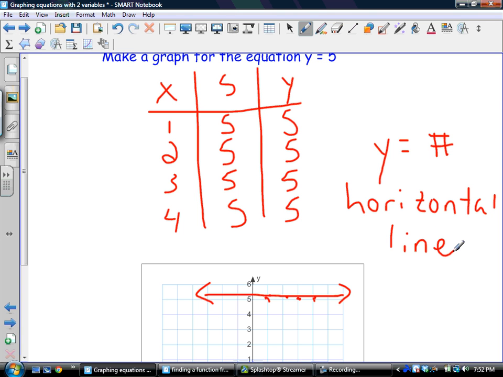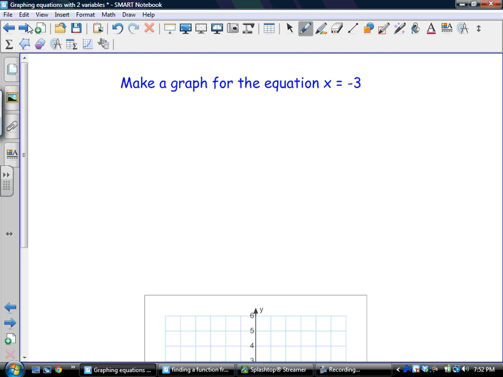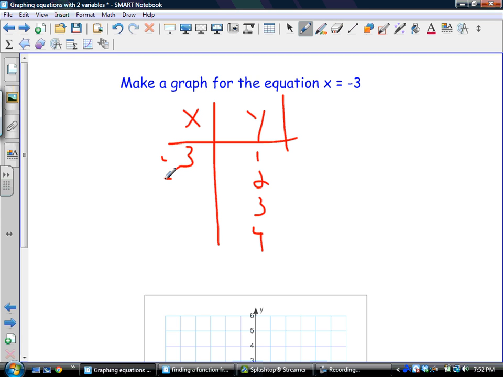The other special case is like the opposite of that, when you have x equals a number. In this case, you can see there's no place for y values in the equation. So it doesn't matter what the y values are, the exact opposite of the last one. The y value could be anything. The x is always going to be -3.